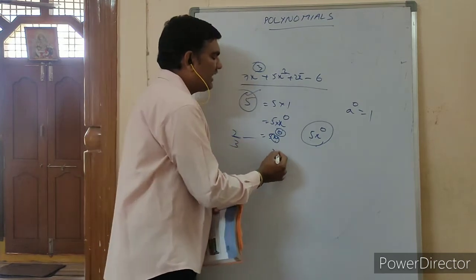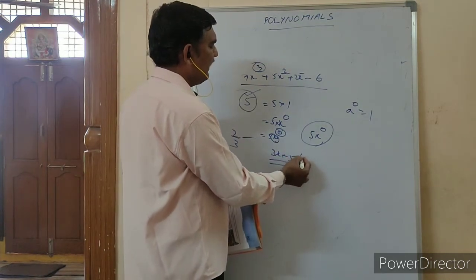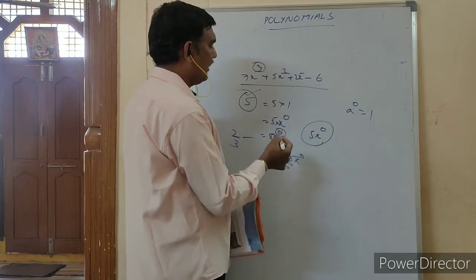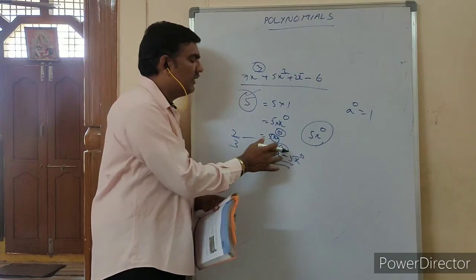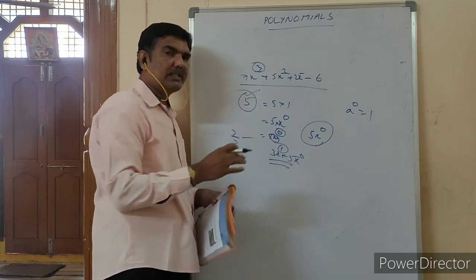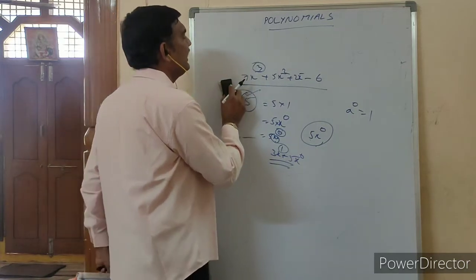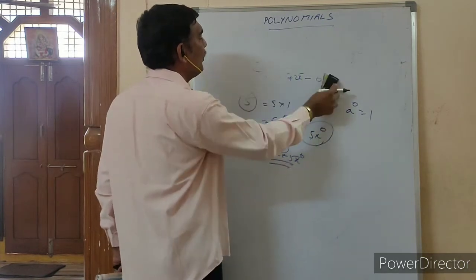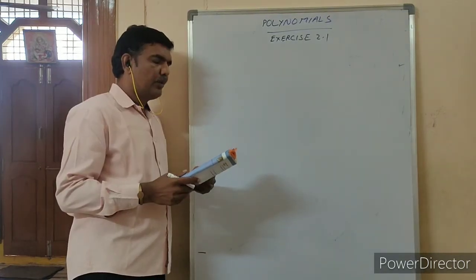Okay. 3x plus 5. What is its degree? 5 is 5x power 0. x means x power 1. So the power is 1, and 1 is the greatest one. The degree of this polynomial is 1. If degree is 2, it is called quadratic. If degree is 3, it is called cubic. Cubic polynomial, quadratic.